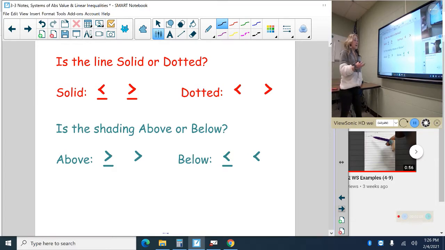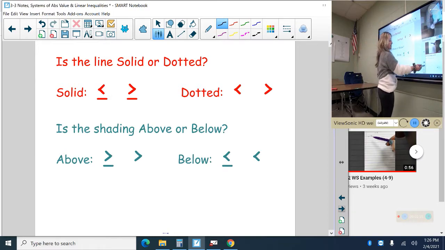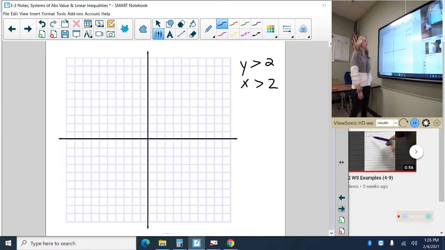This is just like the last video that I gave you, just a reminder. Solid line means you have equal to, dotted lines mean there's no equal to, above the line is greater than or equal to, below the line is less than or less than or equal to. Okay, so let's graph the system of inequalities.